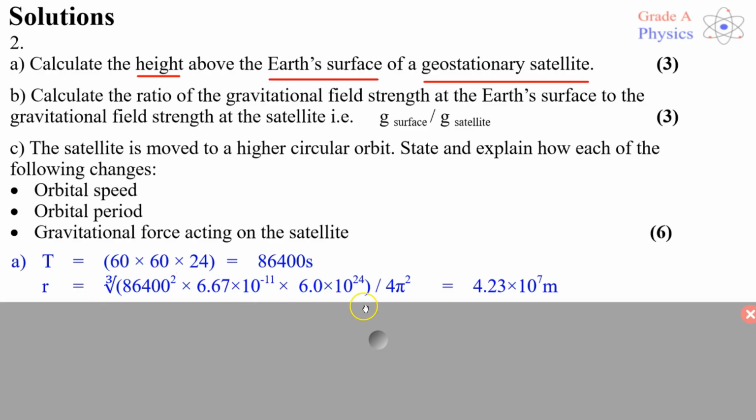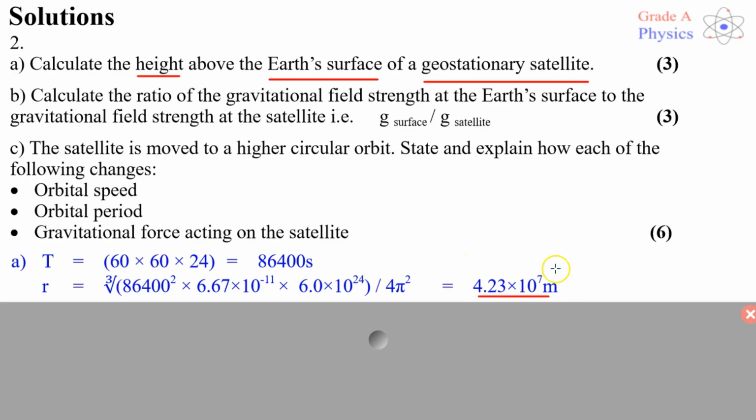I haven't got the full formula here. Don't know why that's missing, but we did see that earlier on in the lesson. So we've got T squared is proportional to r cubed, and we've got the GM and the 4 pi squared. So we can put the numbers in, and it's the cube root with the time and with G and with the mass. So we're given all of these in the question. So we can work out the radius, and that is great, 4.23 times 10 to the 7.